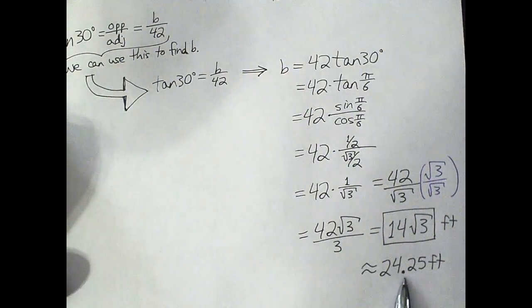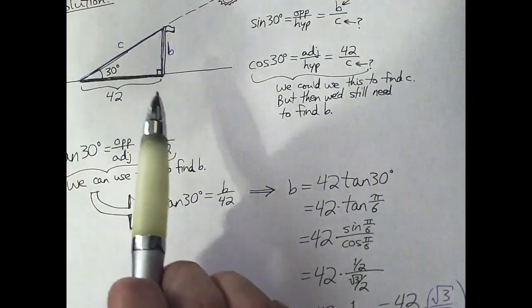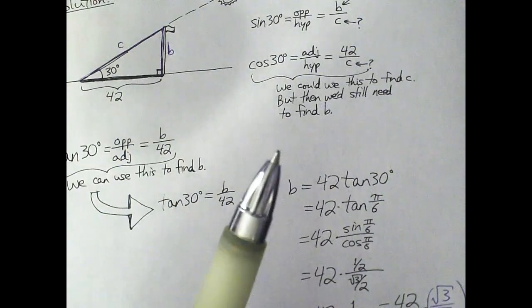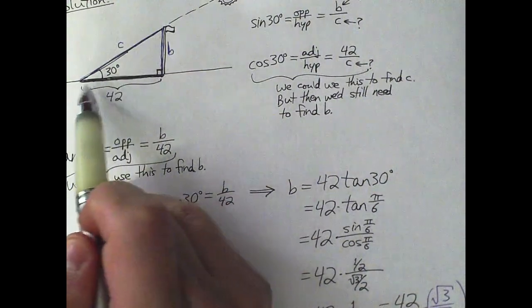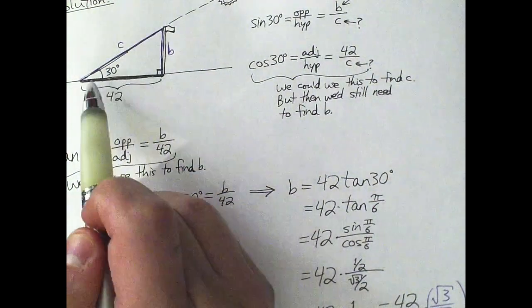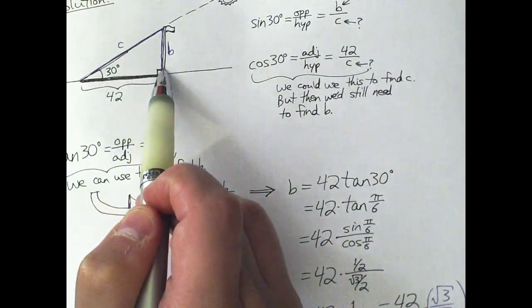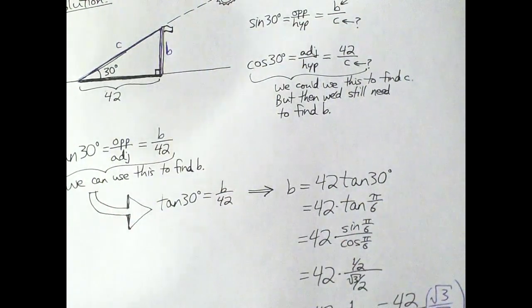But the 24.25 feet, that helps me look back at the picture and do a reality check and say to myself, does this answer make sense? That the flagpole could be 24 feet tall. First of all, that does seem like a reasonable length for a flagpole. I don't know much about flagpole heights, but I think 24 feet sounds reasonable. Second of all, looking at this picture, we knew we could expect B to be less than 42, right? If this is 42, B looked like it was maybe half of that or something. So 24 does seem like it makes sense.